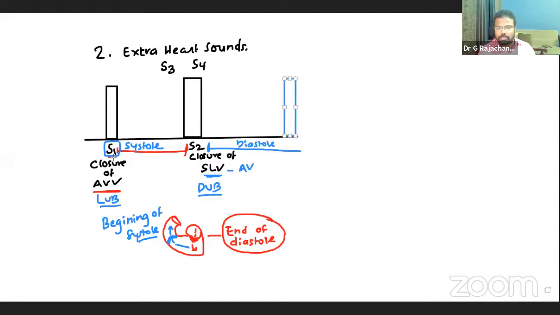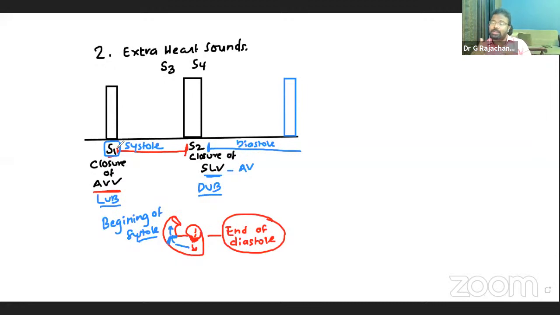So between S1 and S2 there is systole, and between S2 and S1 there is diastole. So that's how we will be able to understand. And one more thing, once the S1 is over, the ejection of the ventricle starts. The ventricles are contracting, and when the ventricles contract, the blood is ejected out. When the ventricles contract, we also feel the pulse.